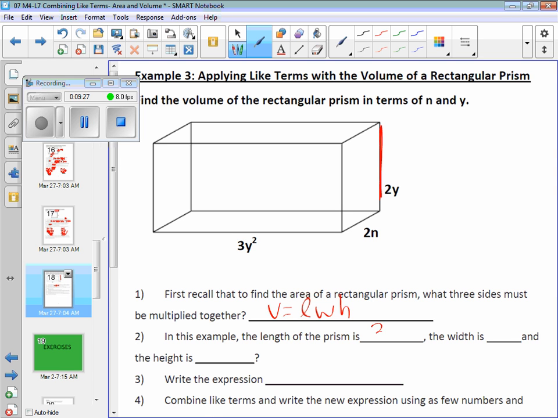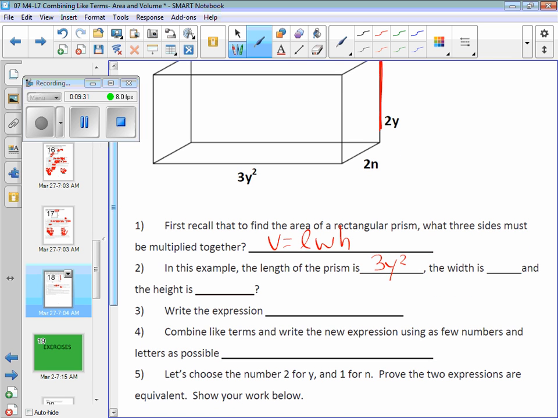So we'll say 3y squared is the length of that prism. The other side touching the bottom, if you would actually put this on a table, would be 2n. And 2y is your height. So without combining it yet, you wind up with 3y squared times 2n times 2y. Crunch it means combine it.